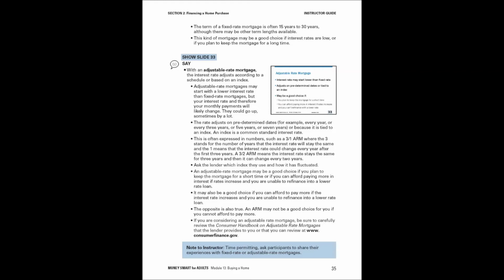And so another thing you might want to do as a tip to kind of enhance the atmosphere and enhance the discussion, ask your participants to share their experiences on fixed and adjustable rate mortgages. Just kind of get a feel for what they think about them, what they've heard about them, and what they've experienced about them over the years. And that will certainly add to the discussion.